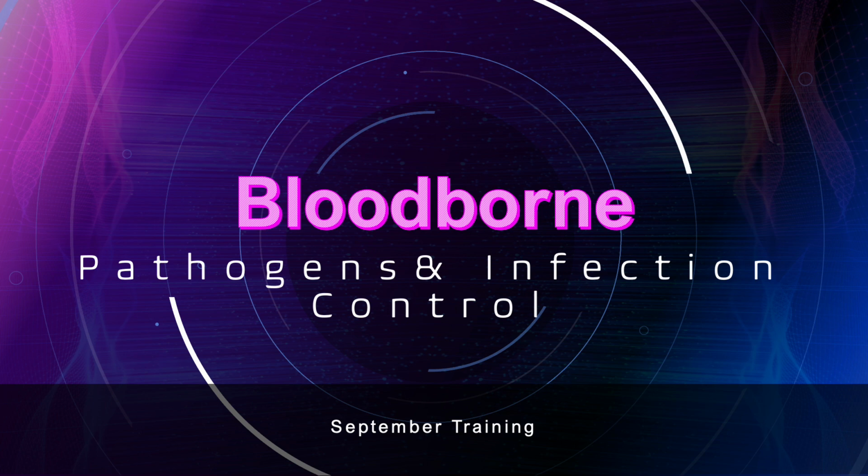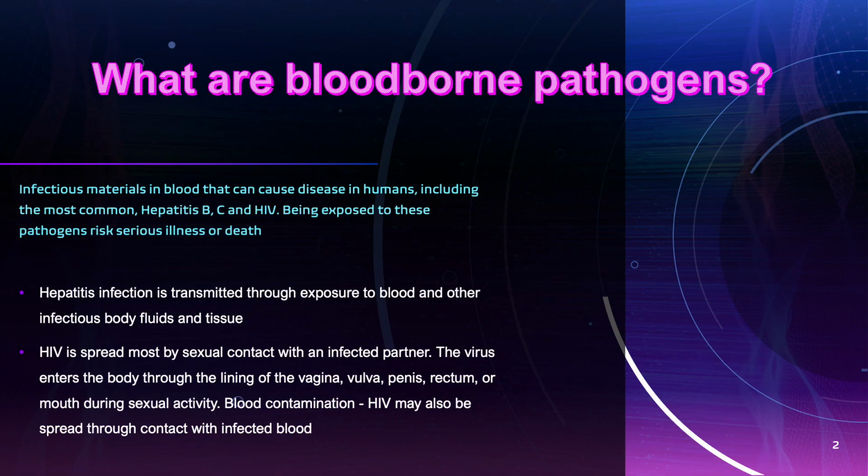So this month we're going to be reviewing bloodborne pathogens and infection control. So what are bloodborne pathogens? Infectious materials in the blood that can cause disease in humans. The most common forms are hepatitis B, C, and HIV. All of these can cause serious risk or death.